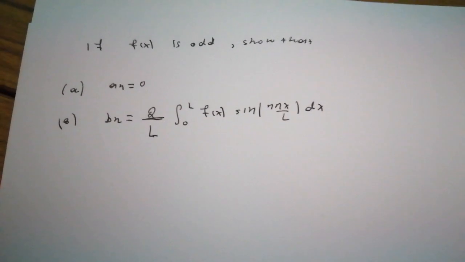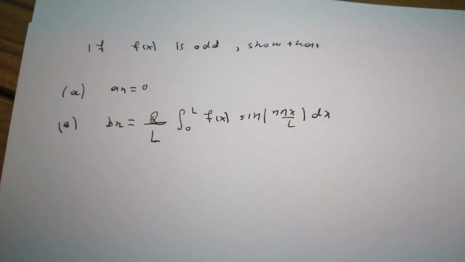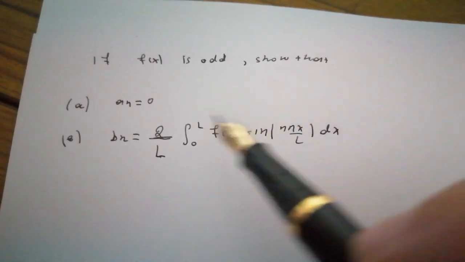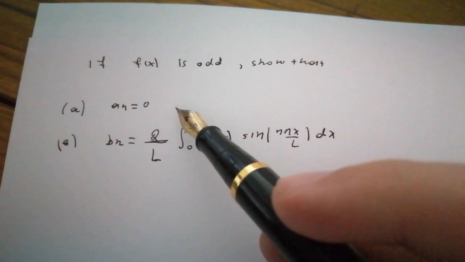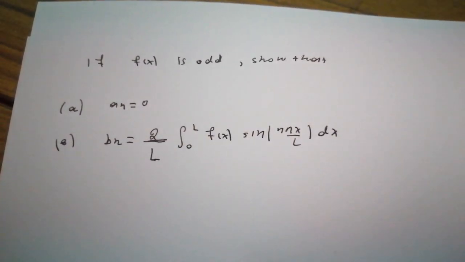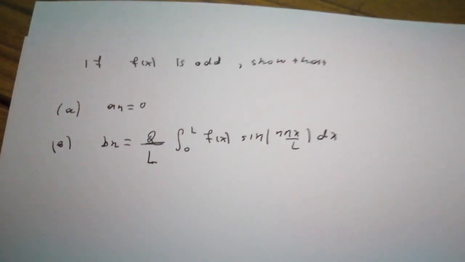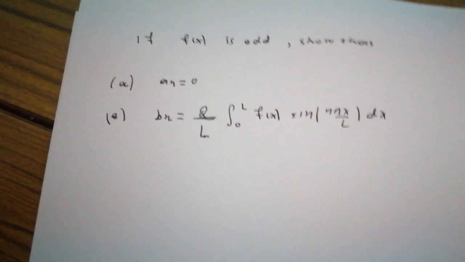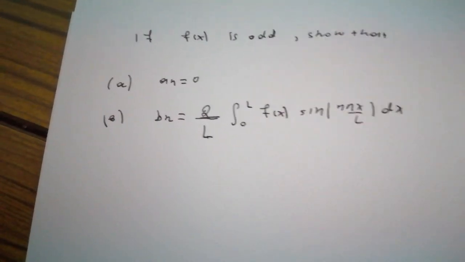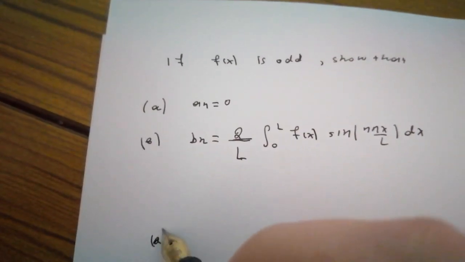Now we pay attention to the Fourier coefficients when the function f of x is an odd function. So we need to show that the an coefficients are equal to 0 and the bn coefficients are given by this formula over here, taking into account that f is an odd function, of course. And we will derive these results starting with coefficients an.